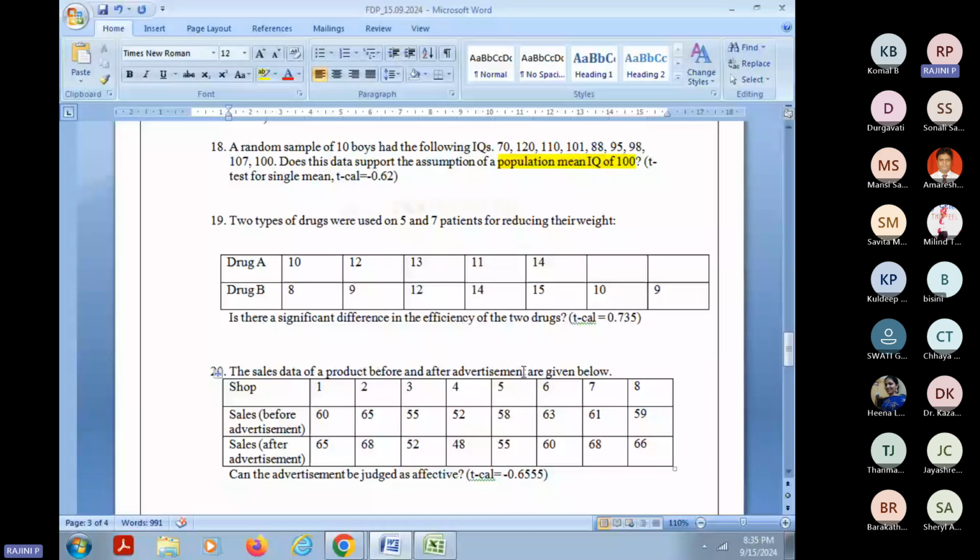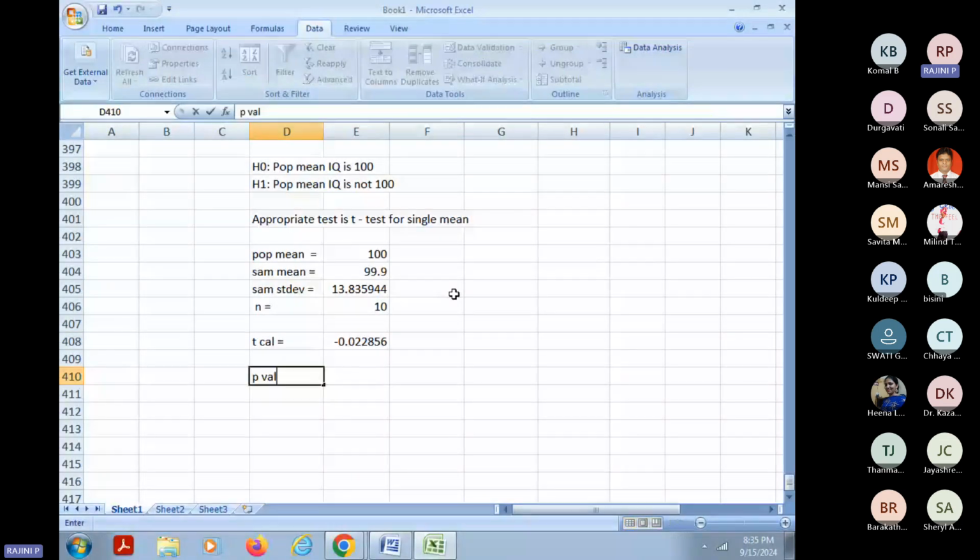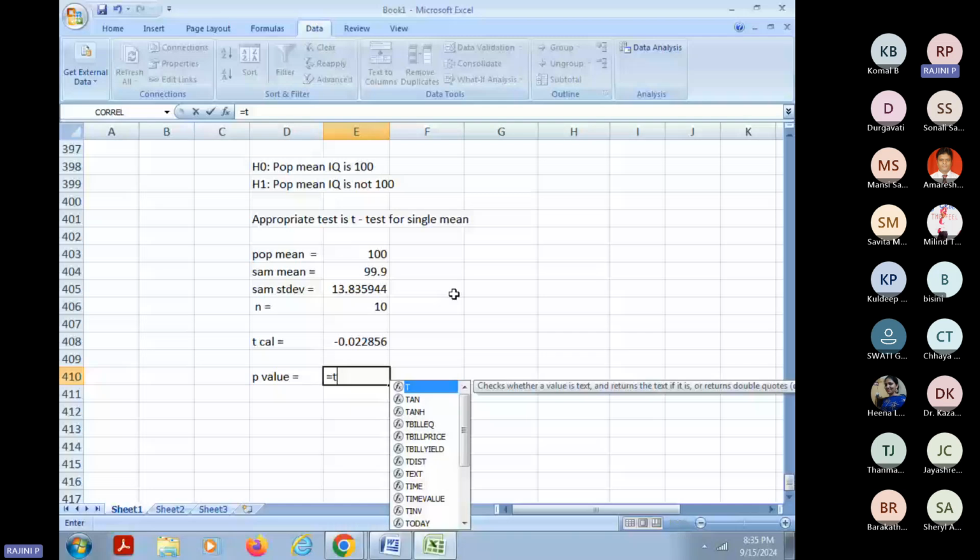Tcal value is minus 0.022. Okay, and after this, you need to give the conclusion whether to accept H naught or reject H naught. That you need to check. How can we do that? You need to calculate the p value. For that, you just use T.DIST. Open the bracket. X is nothing but the calculated value here.